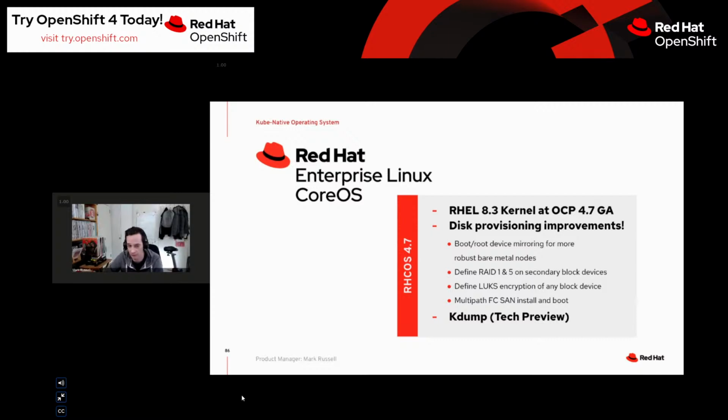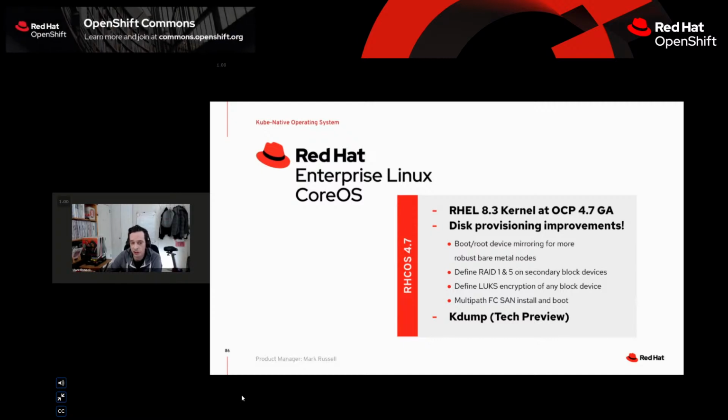A couple other notes on disk provisioning. Multipath will now be supported during initial deployment and early boot with 4.7. And now any block device can be LUKS encrypted, not just the root or boot device. To be clear, all of these disk provisioning features are for new 4.7 clusters only. In 4.8, it should be possible to allow existing upgraded clusters to also take advantage, but we'll return to that subject on the next presentation.